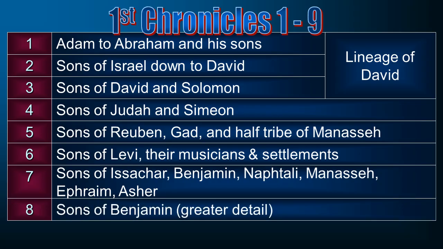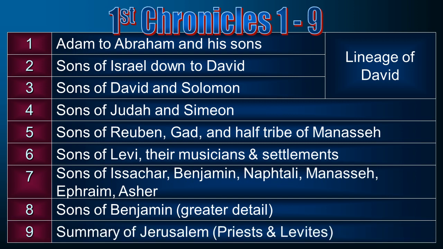And finally, in chapter 8, you have the sons of Benjamin in greater detail because they were already mentioned in chapter 7. And finally, you have a summary of Jerusalem focusing on the priests and the Levites. You say, wait a minute, there's somebody missing.